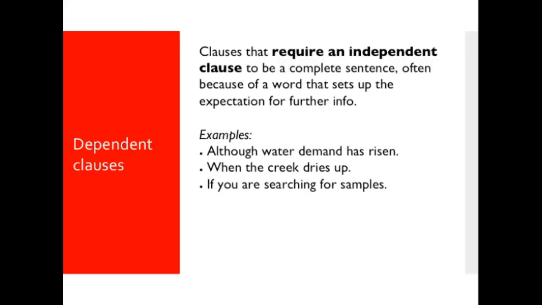And this usually consists of a first word in the sentence that is a trigger word that generates the expectation for more information or for a follow-up. So examples would be, although water demand has risen. The word although implies that we're going to say something that might be surprising based on the fact that the demand for water has risen. When the creek dries up. When the creek dries up, what? Something must happen. There must be some kind of impact because of the word when.